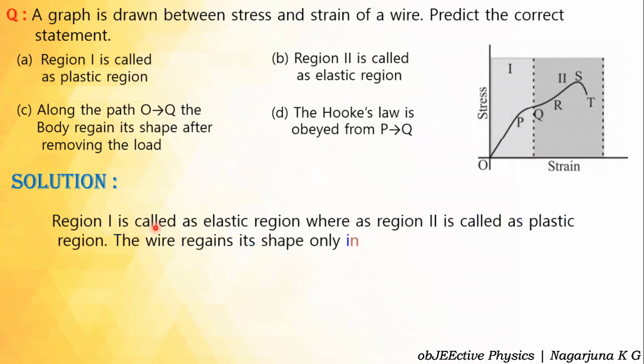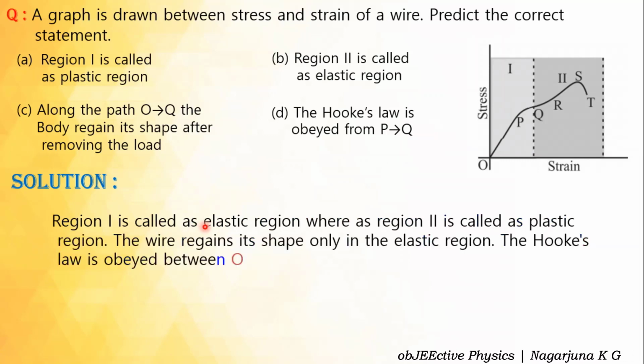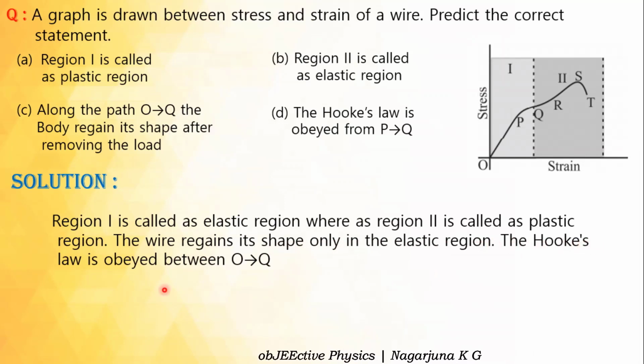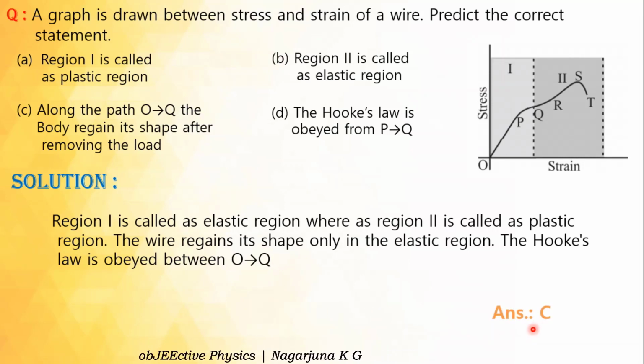Region 1 is called as elastic region, whereas region 2 is called as plastic region. The wire regains its shape only in the elastic region. The Hooke's law is obeyed between O to Q, that is in the first region. Therefore, option C is the right option.